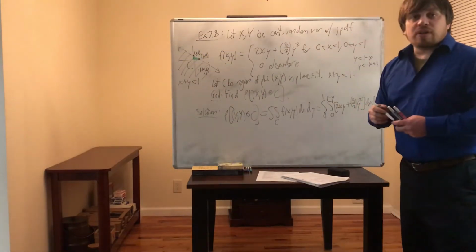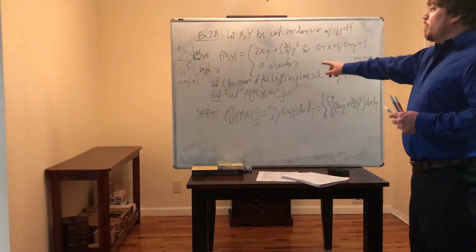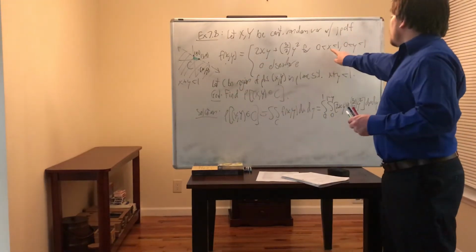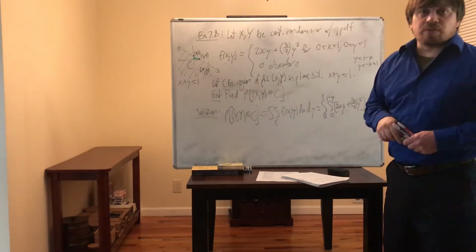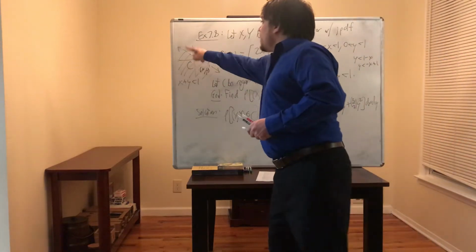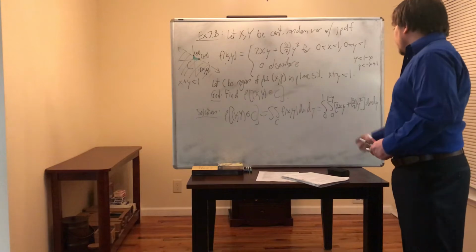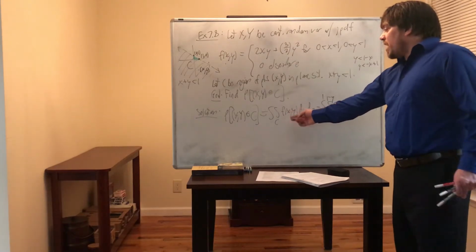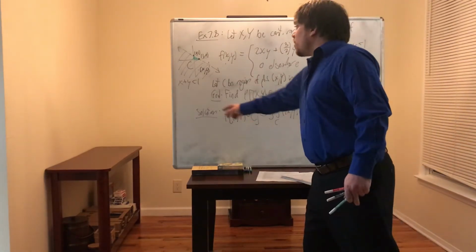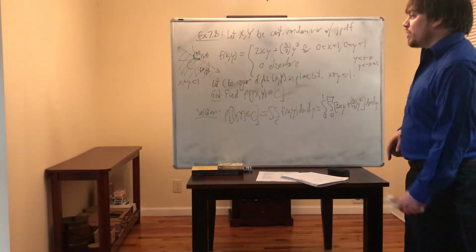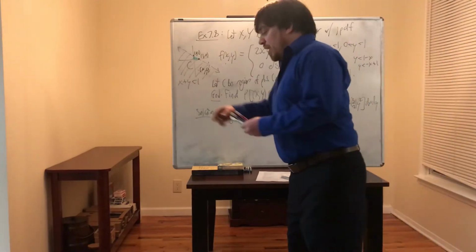See where I shaded in green? That's the only part of region C where x is between 0 and 1 and y is between 0 and 1. Everywhere else, the x and y values don't satisfy those two inequalities, which means that f is 0 there. And so when you double integrate over f, you'd be double integrating over 0 everywhere other than over that green region. And so now we're just integrating over that green region.